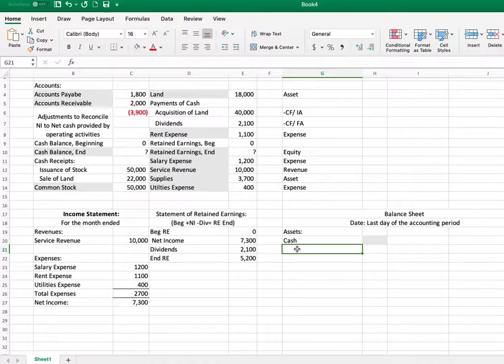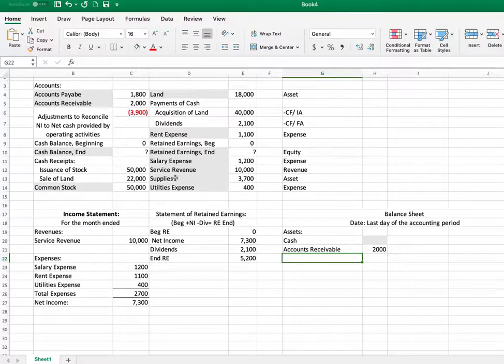All right, so we have cash, and cash is always listed first on a balance sheet because it is the most liquid asset. What is a liquid asset? Well, liquid assets are easily converted into cash. The next asset we list is always accounts receivable. Why? Because if we needed cash, we could collect that pretty quickly. And so the balance of accounts receivable is $2,000.